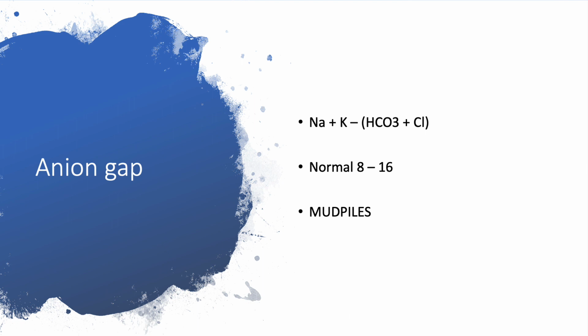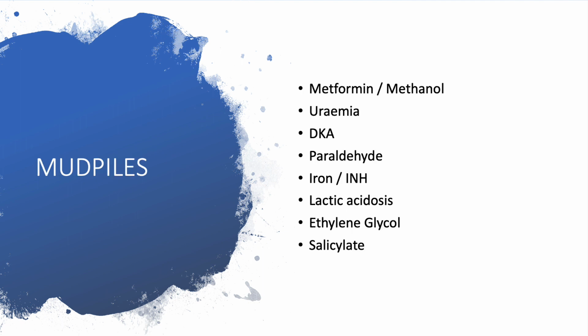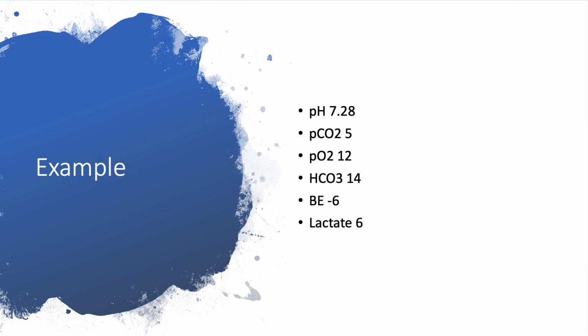There's a differential to attach to this called MUDPILES. It's an acronym, and it stands for metformin or methanol, uremia, DKA, paraldehyde, iron or INH poisoning, lactic acidosis, ethylene glycol poisoning, or salicylate poisoning. Importantly, though, follow the 5-step approach in trying to identify the reason for the acidosis.